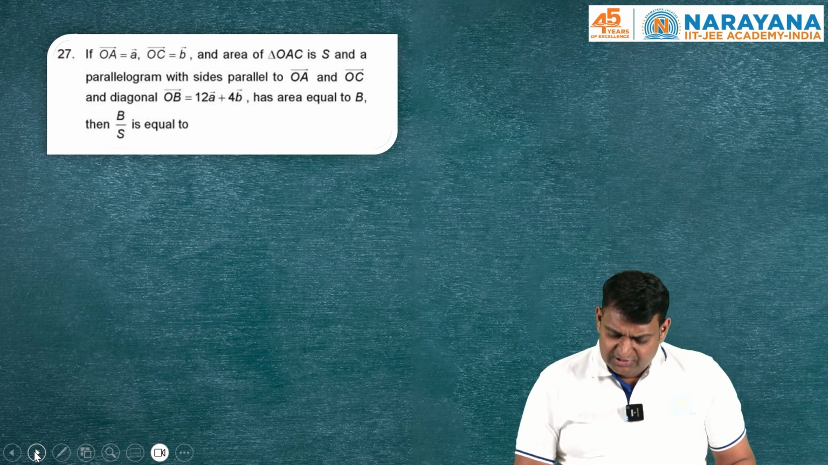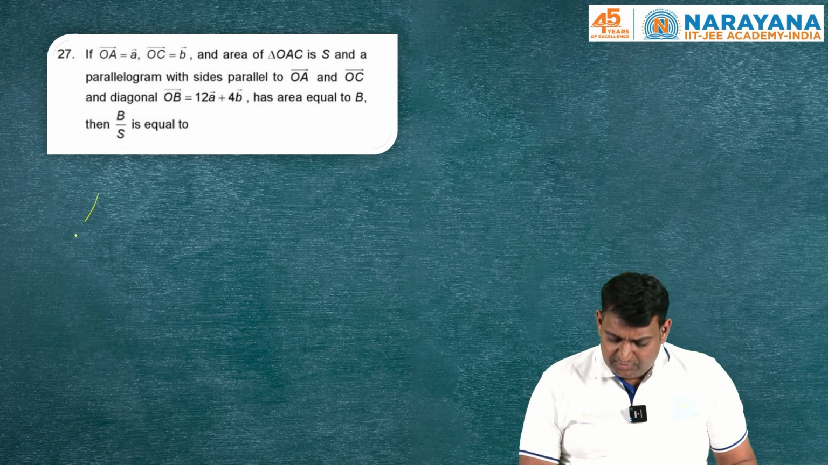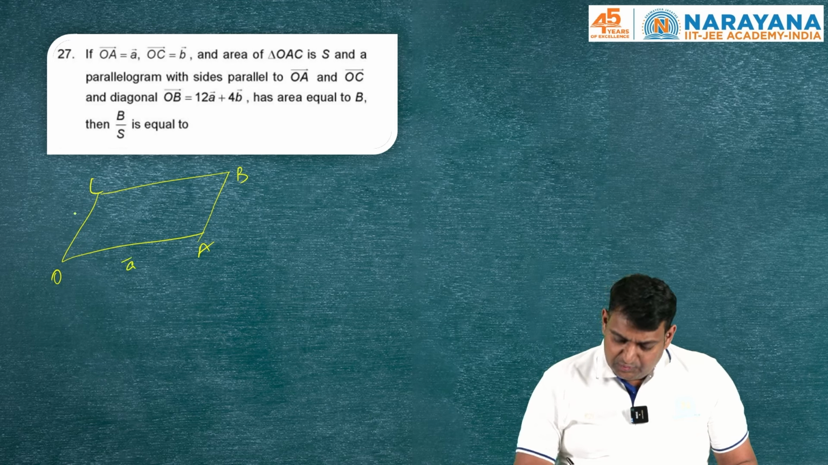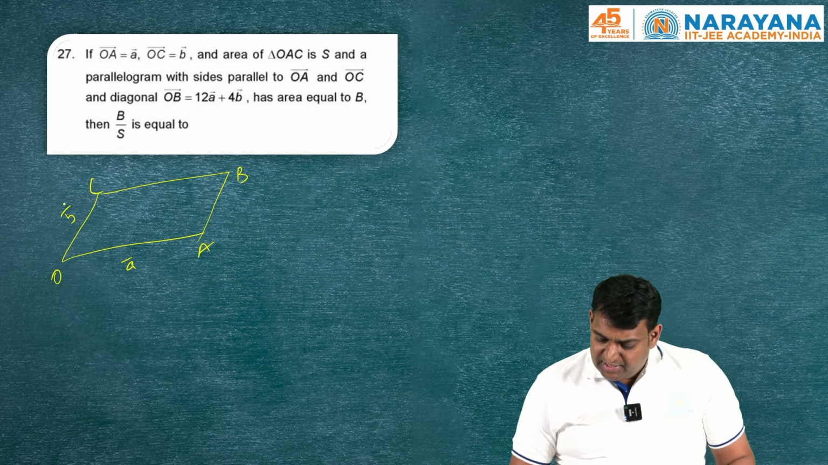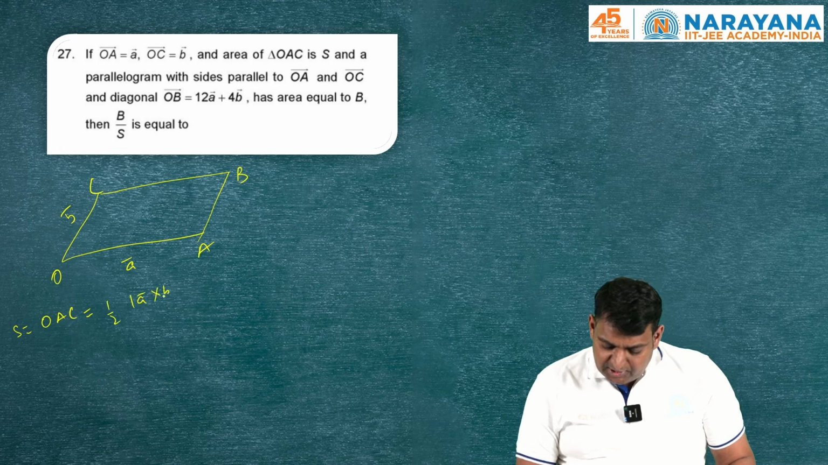This is another easy question only. See that? What is that? OA and OC, area of the triangle is S, parallelogram. Okay. Observe that it's a parallelogram OABC. OA is how much? A bar. OC is how much? B bar. So, what is the area of the triangle OAC, which is S given? You know that is half mod A cross B.